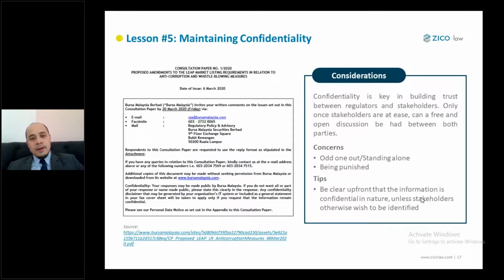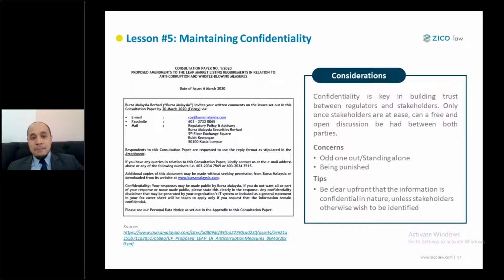Now, if the fear or concern with confidentiality is being the odd one out or standing alone, what do I mean by being the odd one out? You are essentially the only one who's identified. Other people are anonymous. Therefore, people would say, jangan cakap macam tu. It's just you. It seems like it's only a personal problem, but it's not peculiar to you only. You might be the only company that stands out because you are the only company or organization that identifies yourself.